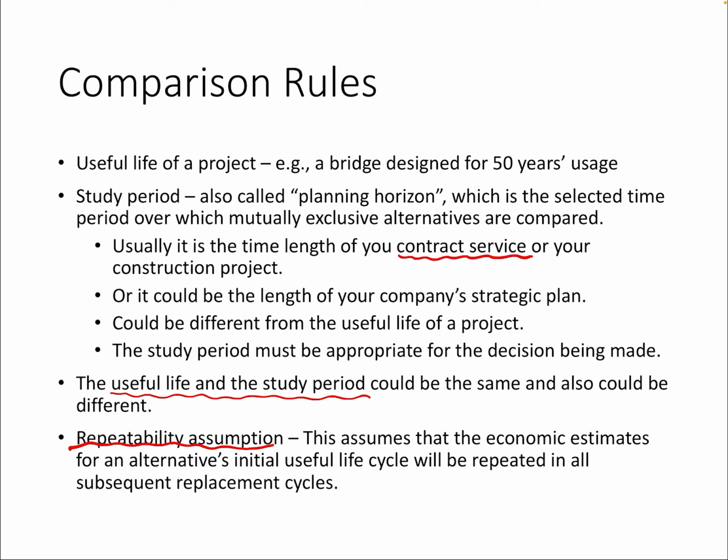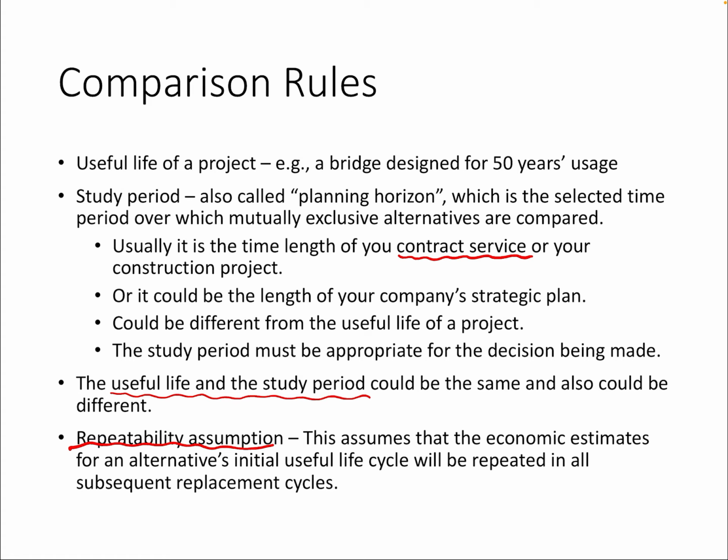So repeatability assumption assumes that the economic estimates for an alternative's initial useful life cycle will be repeated in all subsequent replacement cycles. Okay, which means, for example, if you want to buy a new equipment, but that equipment only works for 3 years, the useful life is very short, and you know that your project is gonna be 6 years. So after the first 3 years, you still need that equipment for the next 3 years, right, to finish the project. But how do you do that?